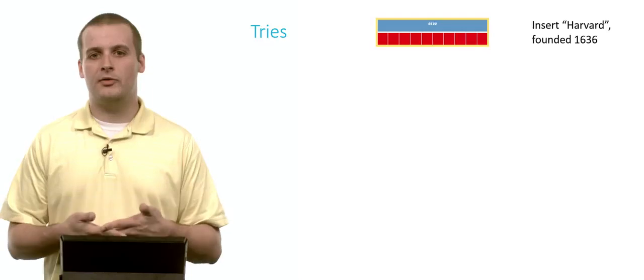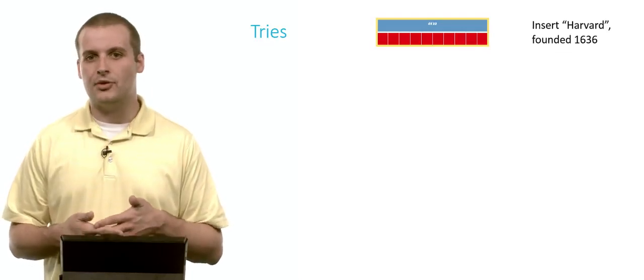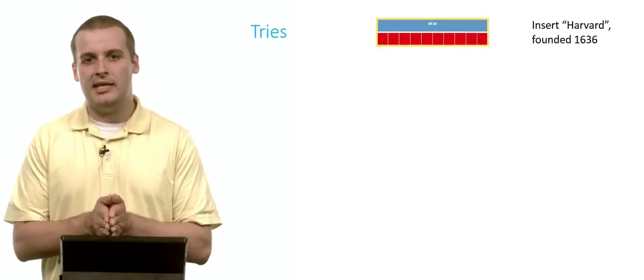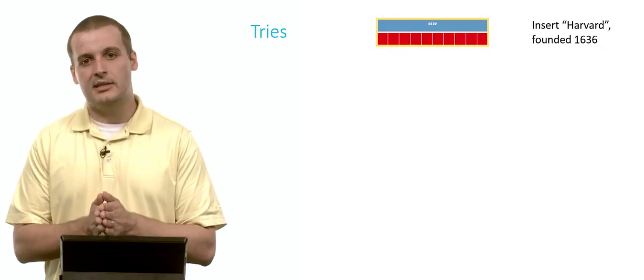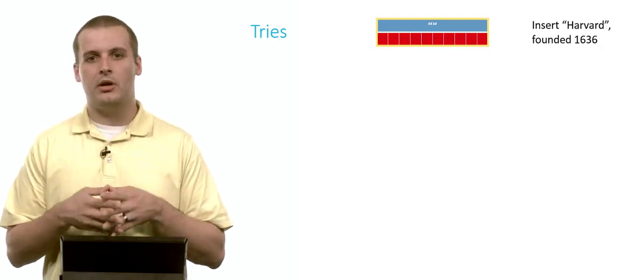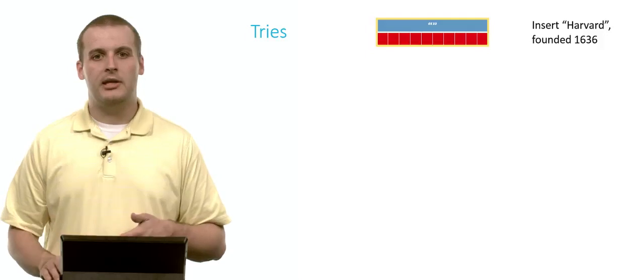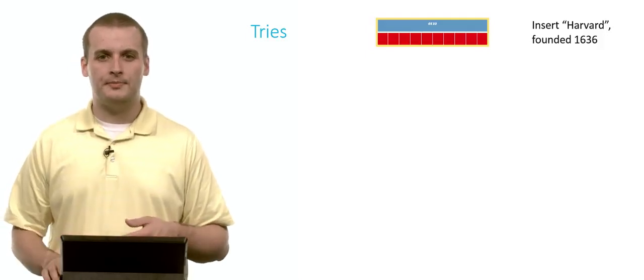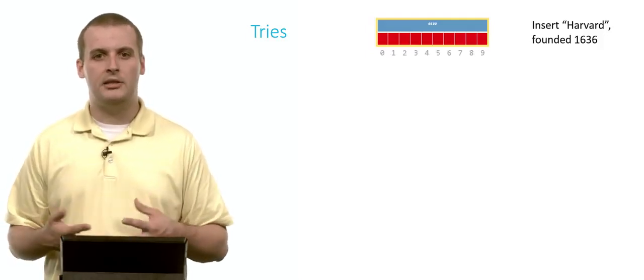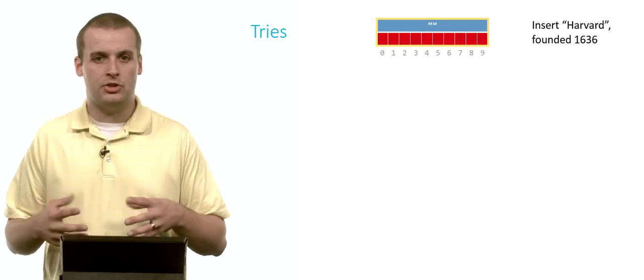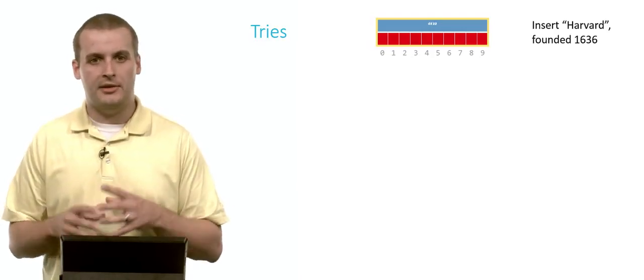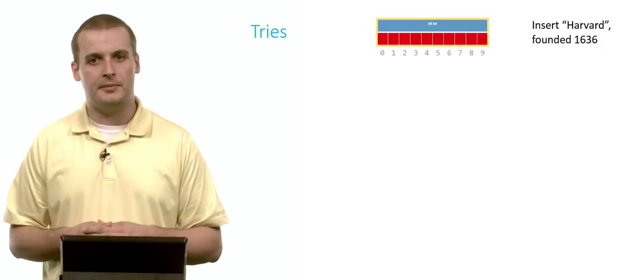Let's insert the University of Harvard into this trie, which was founded in the year 1636. We want to use the key 1636 to tell us where we're going to store Harvard in the trie. Now, how might we do that? It might look something like this. We start at the root, and we have these 10 places we can go. The root is just like any other node of the trie. There are 10 places we can go from here.